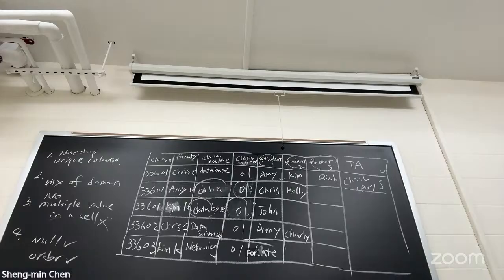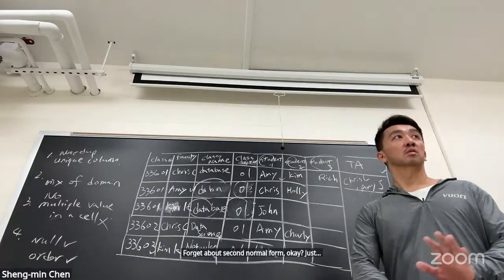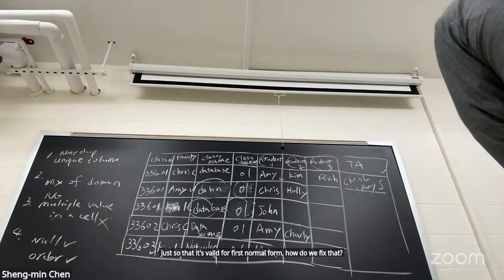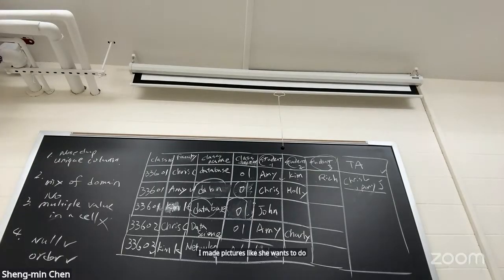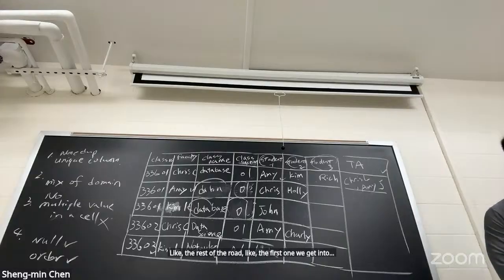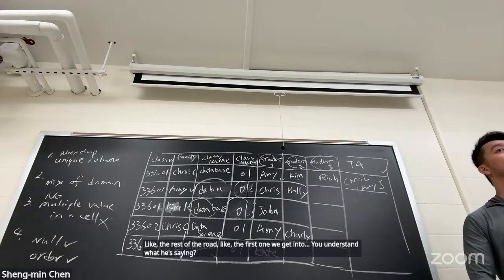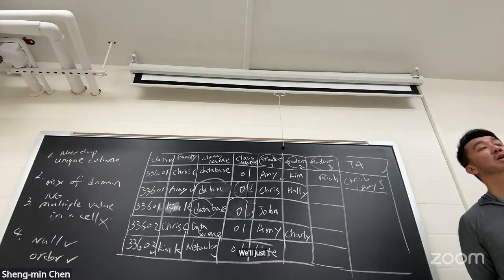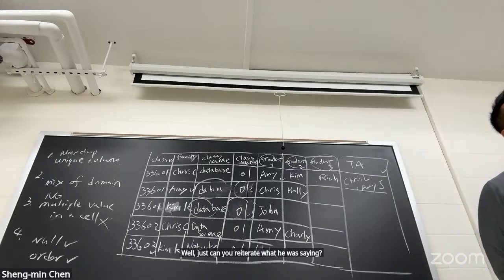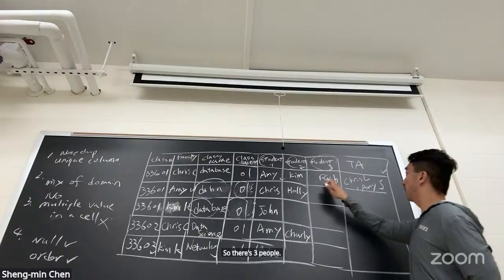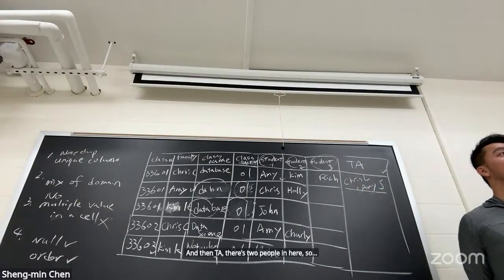Forget about second normal form, okay. Just so that it's valid for first normal form, how do we fix that? I mean, you could just leave one student on the row, like, first row, you make it into... You understand what he's saying? Can you reiterate what he was saying? He said it should give one comment for the question. Okay, and then how do we do that? There are 3 people, and then for the TA, there are 2 people in here, so how do we do that?